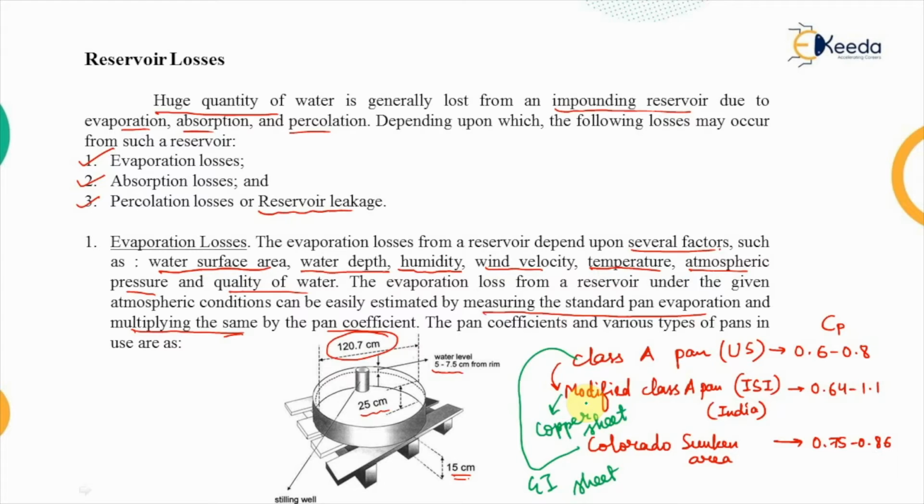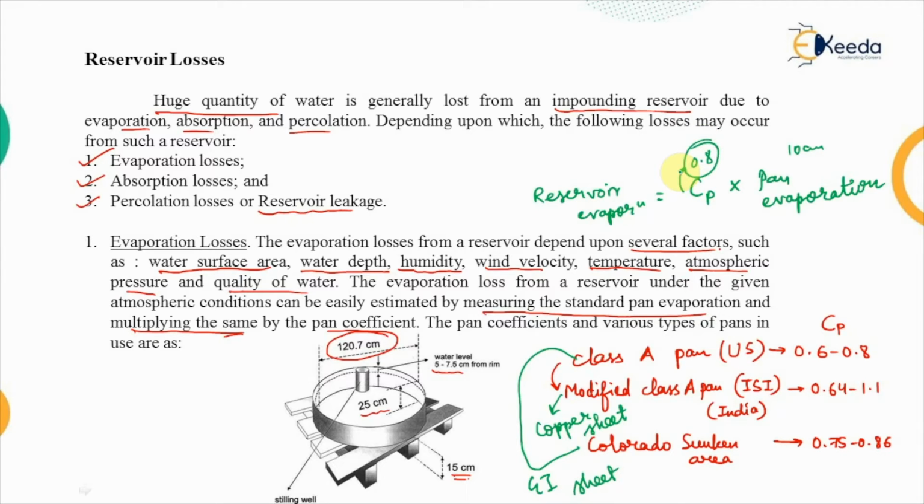They are used in different geographical conditions, and corresponding to that the reservoir evaporation will be equal to the pan coefficient into the pan evaporation. So if we have the evaporation from the pan as 10 centimeters corresponding to the modified class A pan for Indian conditions, for that the average coefficient value is 0.8.